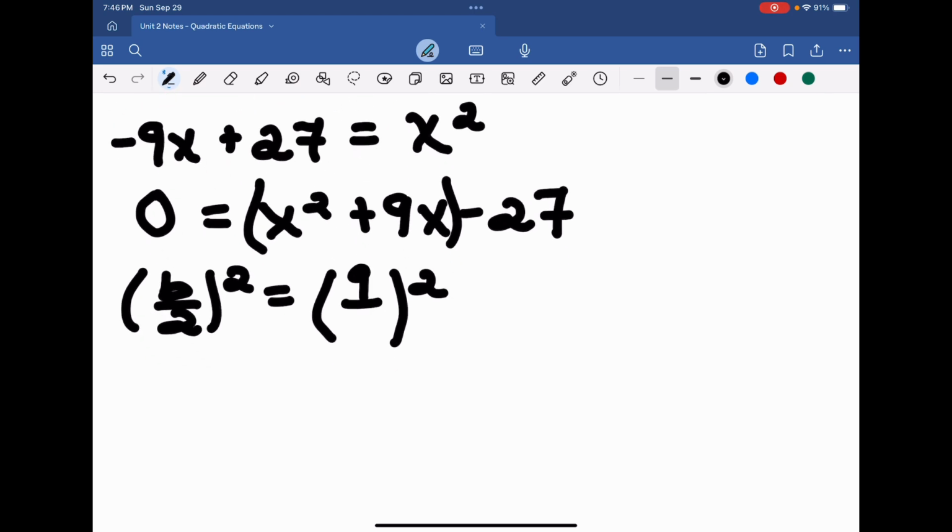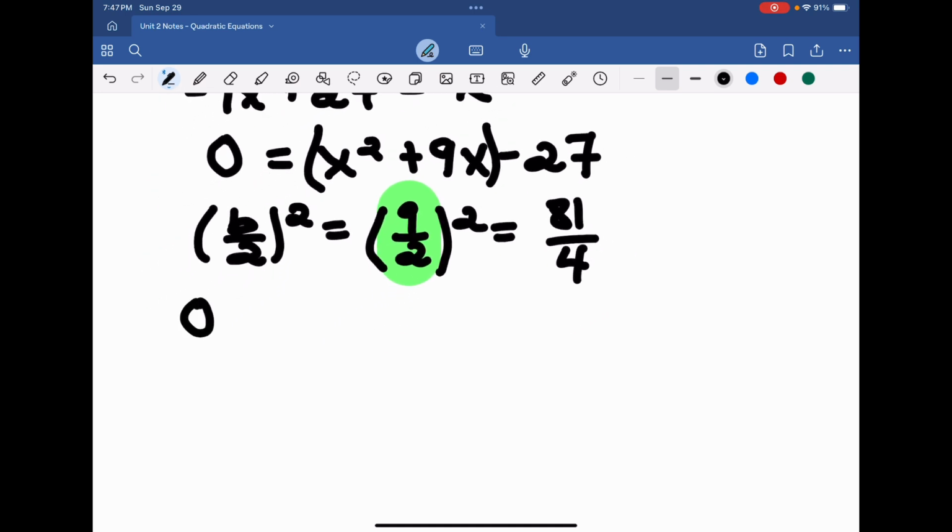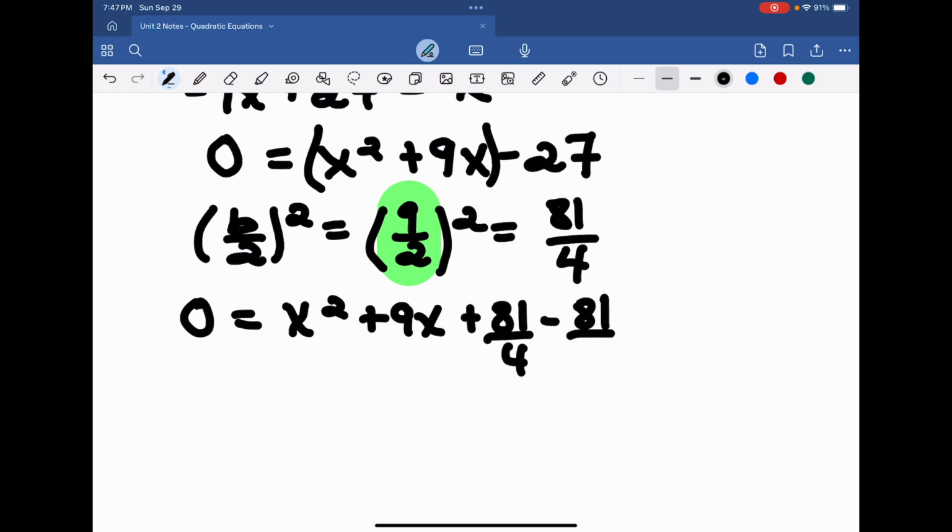Now, this is going to be 9 divided by 2 squared. 9 divided by 2, we could make it a decimal, but I'm actually just not going to. I'm going to keep it as 9 over 2 squared. When I square both of them, I'm going to get 81 over 4. Okay, now we're going to substitute that in. So it's going to be 0 is equal to x squared plus 9x plus 81 over 4 minus 81 over 4. I'm going to have brackets around all that, minus 27.